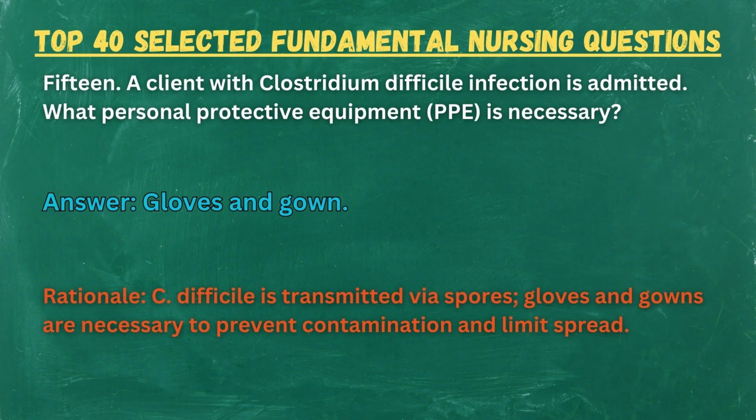15. A client with Clostridium difficile infection is admitted. What personal protective equipment, PPE, is necessary? Answer. Gloves and gown. Rationale. C. difficile is transmitted via spores. Gloves and gowns are necessary to prevent contamination and limit spread.